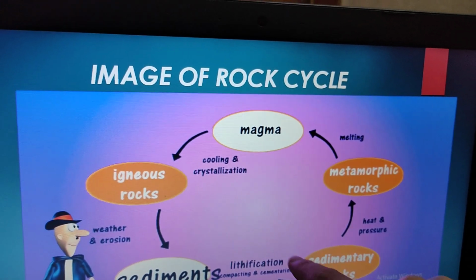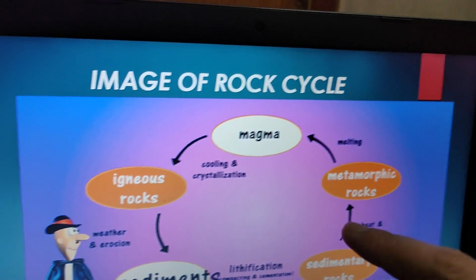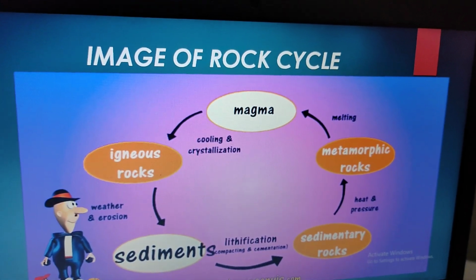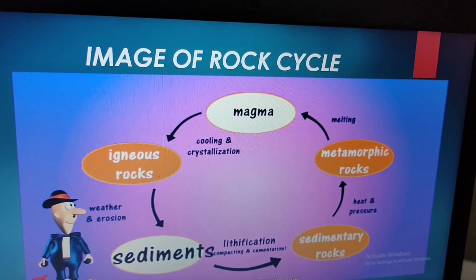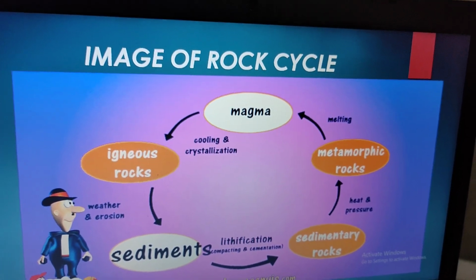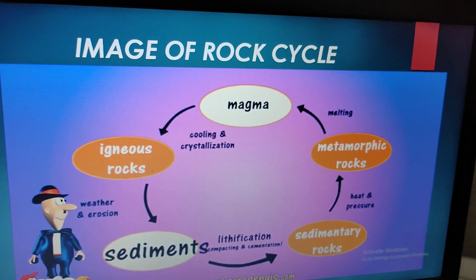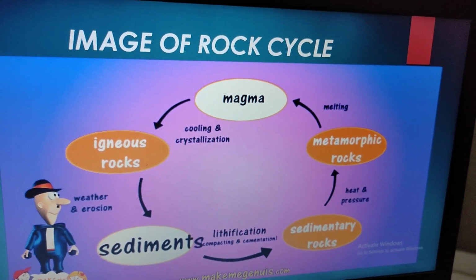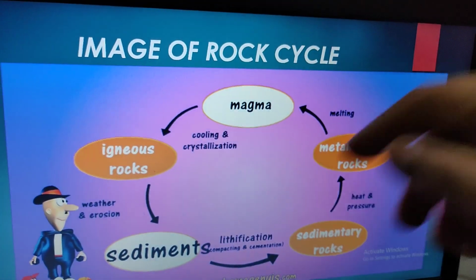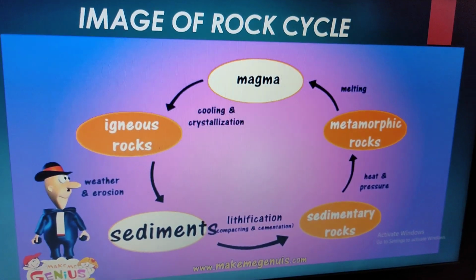Now, sedimentary rocks and igneous rocks are exposed to heat and pressure. Then your metamorphic rocks are formed. Metamorphic rocks, which are still under great pressure, again melt down and magma is formed. So this is the image of the rock cycle.